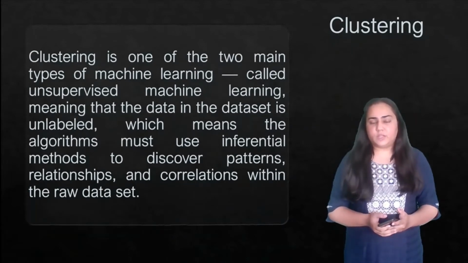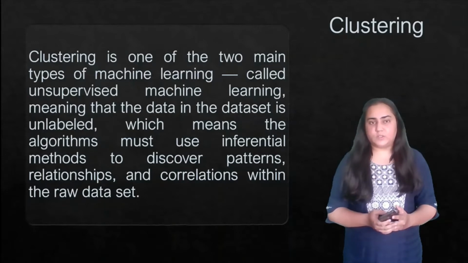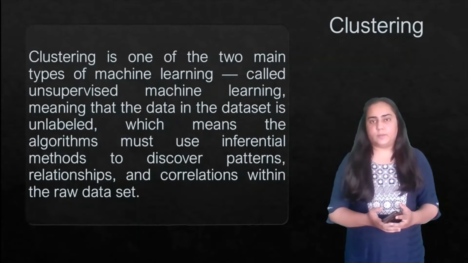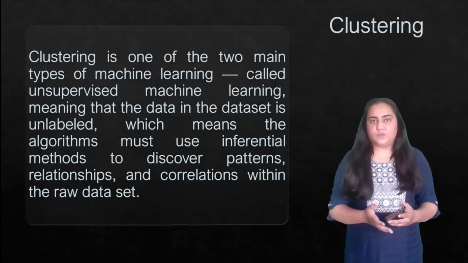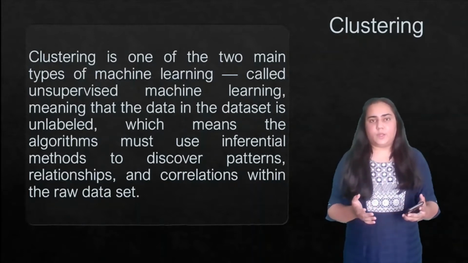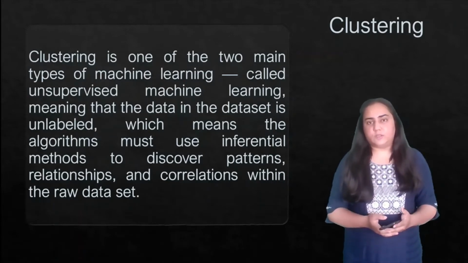Clustering is one of the two main types of machine learning called unsupervised machine learning, meaning that the data in the data set is unlabeled, which means the algorithms must use inferential methods to discover patterns, relationships, and correlations within the raw data set. So clustering is one of the two types of machine learning, and there are two main types. One is supervised, another one is unsupervised. And clustering is unsupervised because the data that you have is unlabeled, which means there is no human being sitting down and labeling the data or writing down rules for the algorithm to learn something.